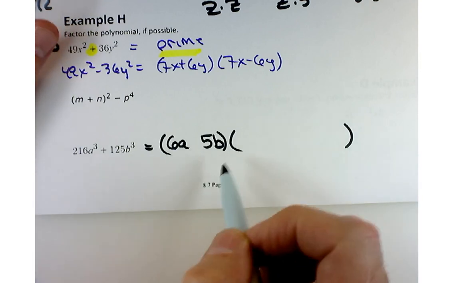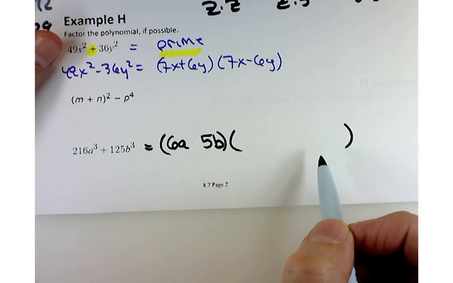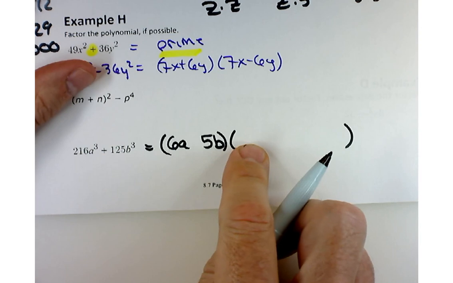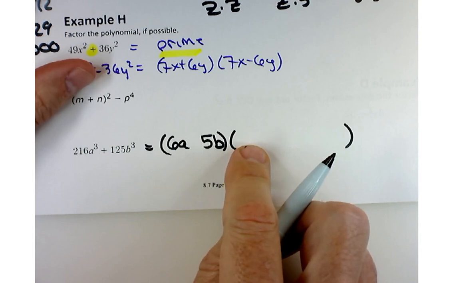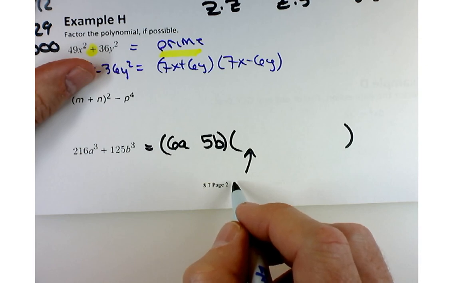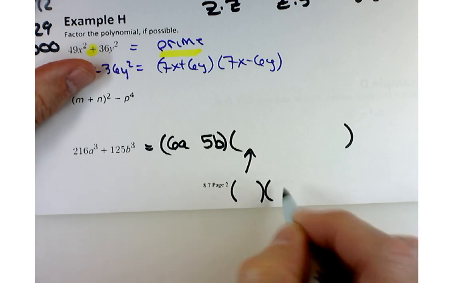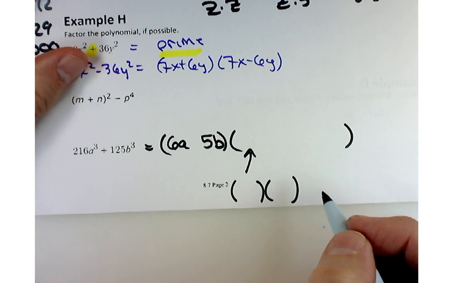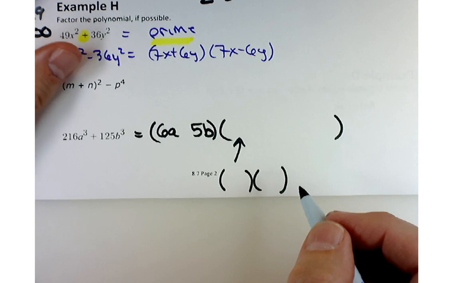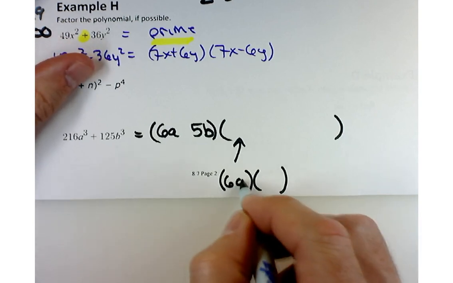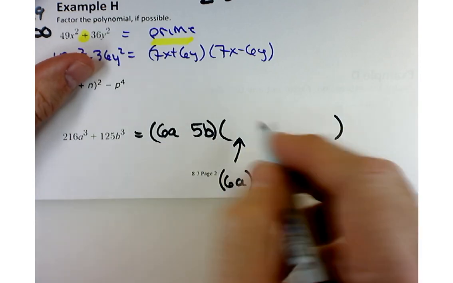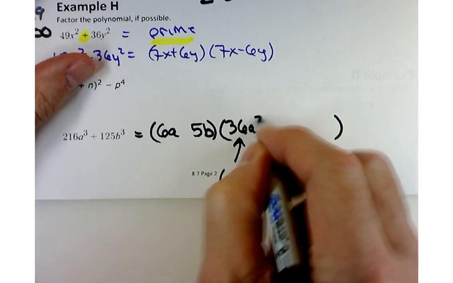Use these two terms to come up with these three terms. So for instance, if I want that first term, what am I multiplying together to get the first term here? 6a. 6a times 6a. Just take the first term by itself. So it gives me 36a squared.